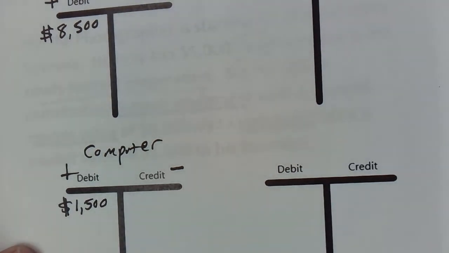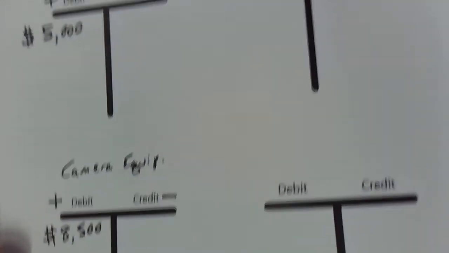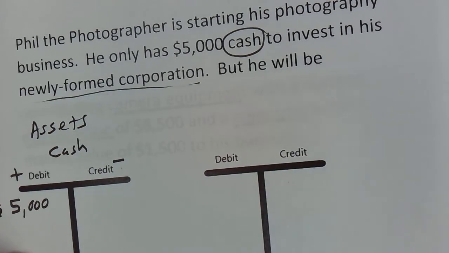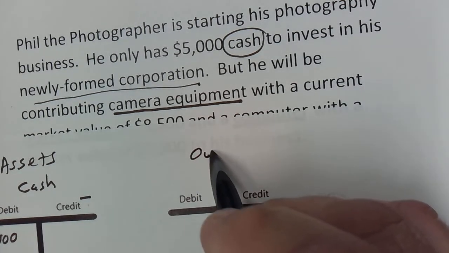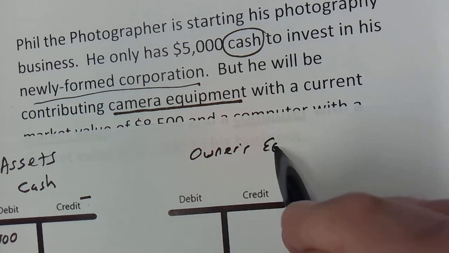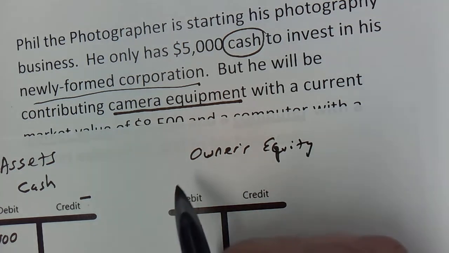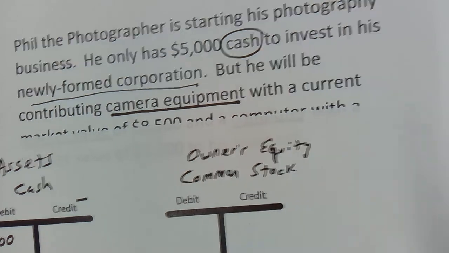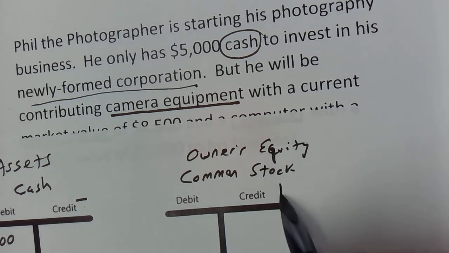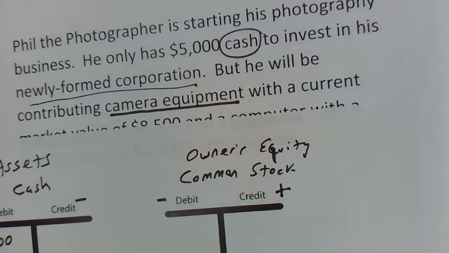These items will remain on the balance sheet at their market value or purchase price until they're later disposed of. We'll discuss that in a different video. All of these items have been contributed to the corporation in exchange for the ownership, which would be the common stock. So we have the owner's equity. And it's a corporate form, so we're going to use common stock. And because it's owner's equity, it increases with credits and decreases with debits.